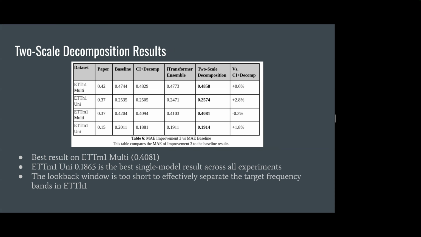So for two-scale decomposition, the best result was on ETT-M1 multi with 0.4081, and ETT-M1 uni is the single best model result across all experiments with 0.1865. There is a regression on ETT-H1 because the lookback window is too short to effectively separate the target frequency bands, as there's only 336 steps since it's hourly data.